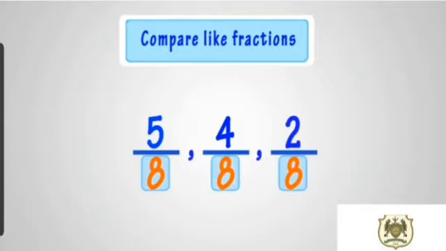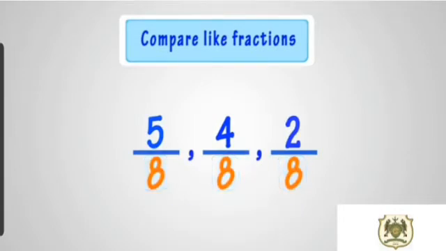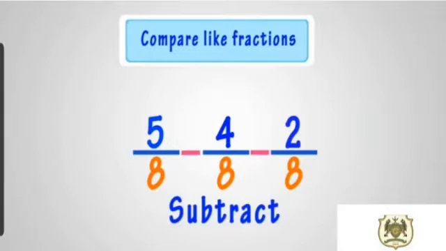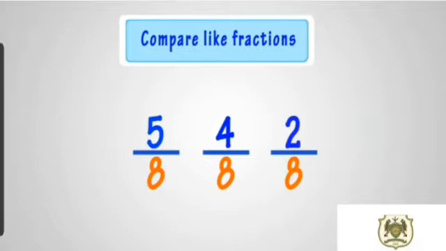Over here, I've taken a few examples like 5 upon 8, 4 upon 8, 2 upon 8. You can observe in all these the denominators are the same. So when I am going to compare these, I can even add them. I can easily multiply them, subtract them. That means any mathematical operation can be applied on these fractions.